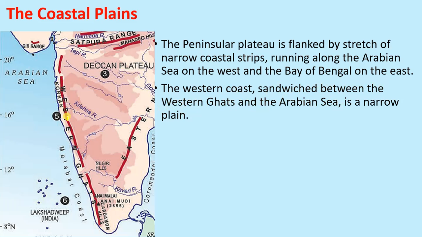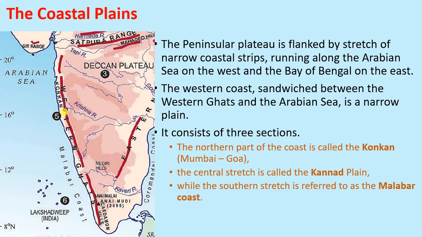Here, this is the Western Ghat marked in this dark color, or this plateau region you can see. So between the Western Ghat and the Arabian Sea, there is a plain area created. That is the Western coastal plain. It is narrow because there is a very high slope of this Western Ghat.